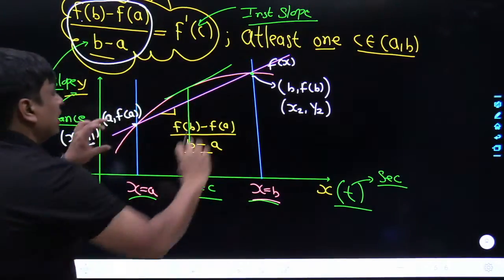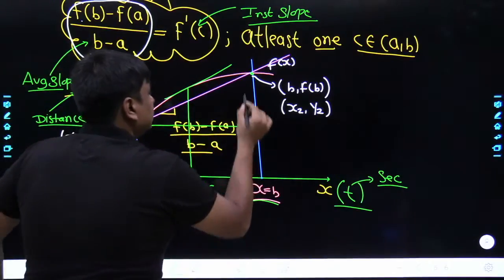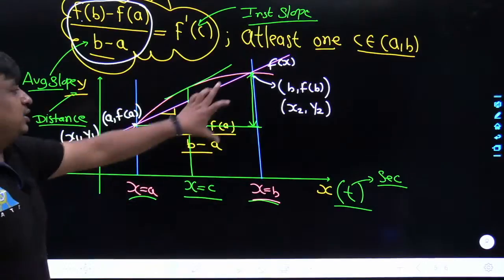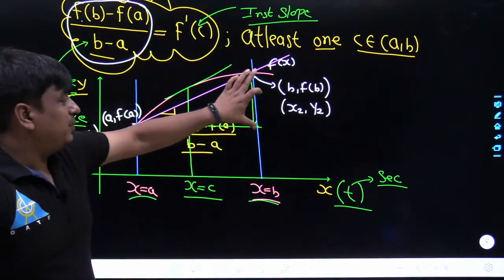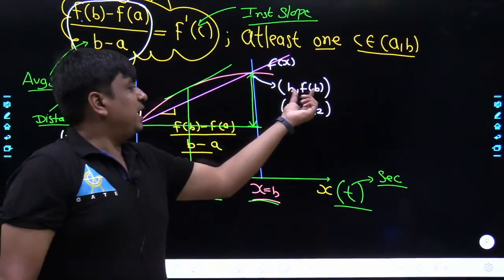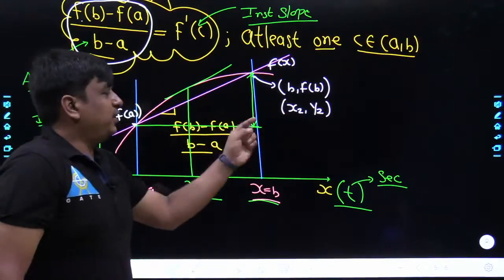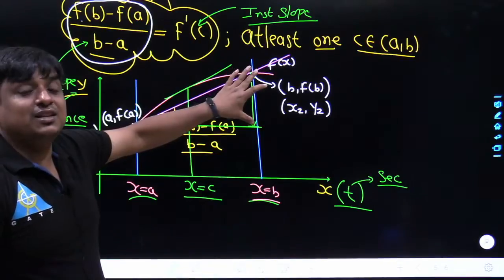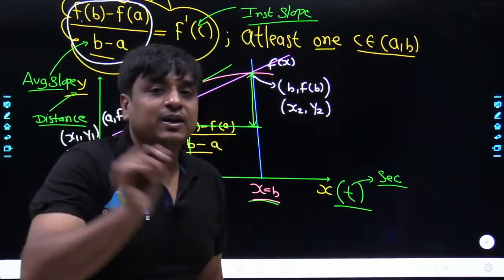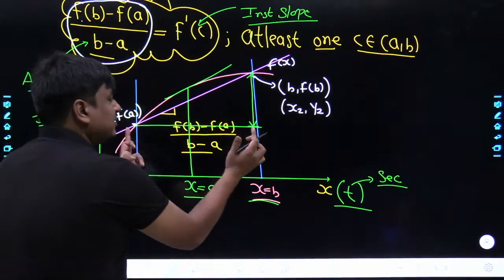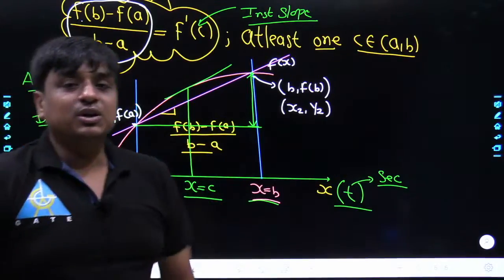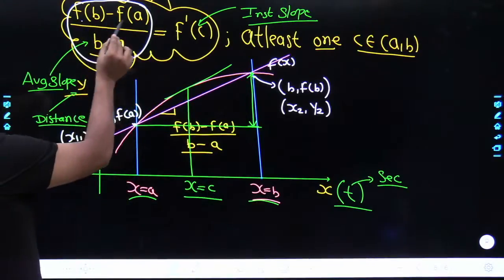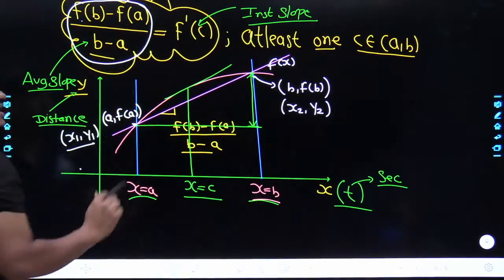So may I know what this difference would be? This would be the total distance traveled by you. Yes or no? That would be f of b minus f of a. So f of b minus f of a is nothing but the total distance traveled by you. And what is this b minus a? The b minus a is nothing but the total time consumed by you. So overall, (f of b minus f of a) divided by (b minus a) is nothing but your average speed.